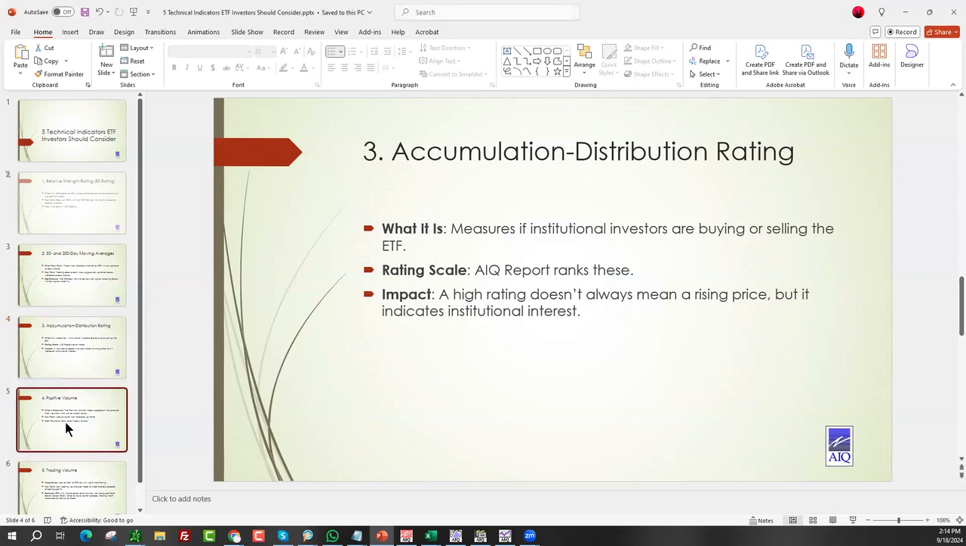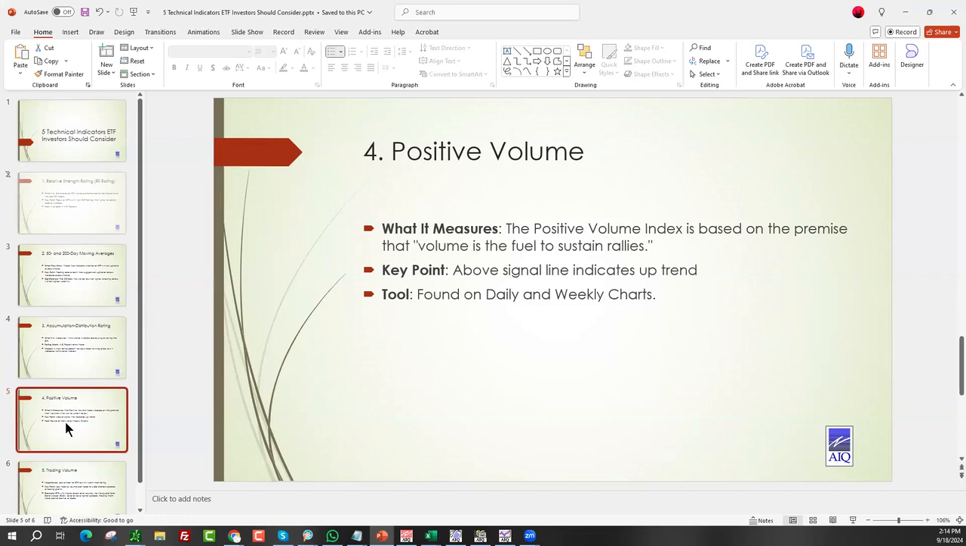Fourth one is a pretty interesting indicator we don't talk about very much, the positive volume. Again, the positive volume uses a moving average of volume, but the key thing about this is the way it's charted is as a variable line and a signal line. What happens is, when the variable line is above the signal line, that means there is momentum in the volume. There's actually enough volume going into the stock, in this case the ETF, to indicate that it's in a trend. Again, found in AIQ charts, daily and weekly charts, like the accumulation distribution indicator is as well.